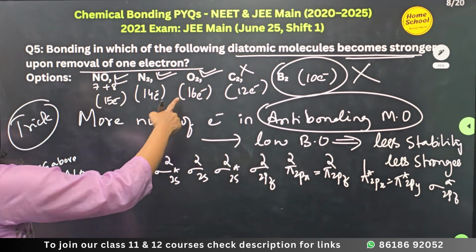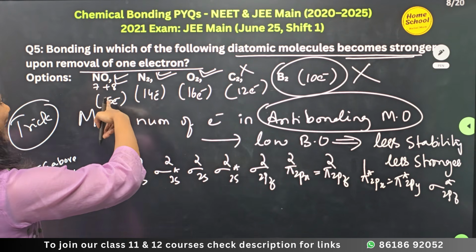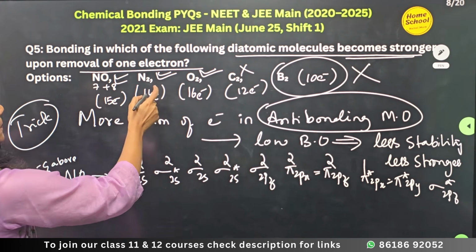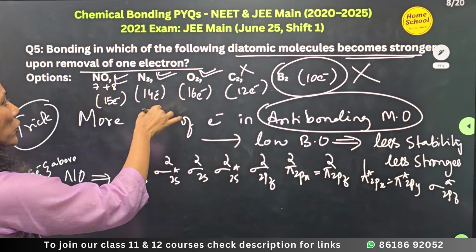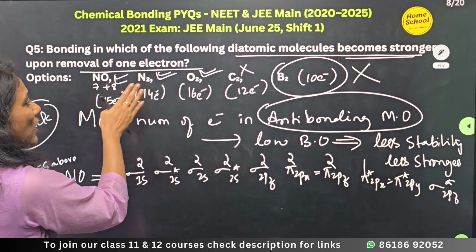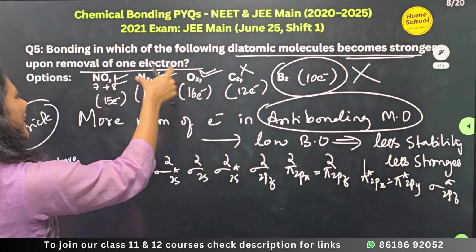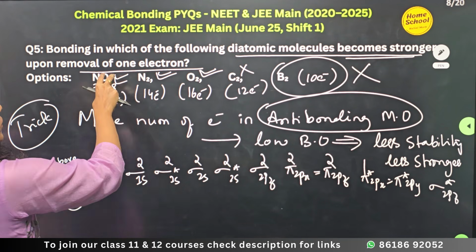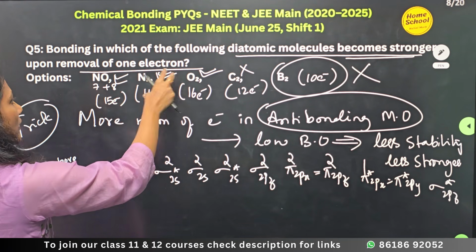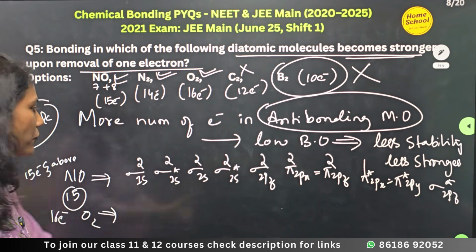Now we will also write for the 16 electron species. We'll write for 15 and 16, because we will eliminate N2 as it has fewer electrons. The high electron species are NO and O2, so the answer must be between NO and O2. So I'll only write the electronic configuration of NO and O2. That was NO. O2 is a 16 electron species, and for O2 also we will follow the same sequence.